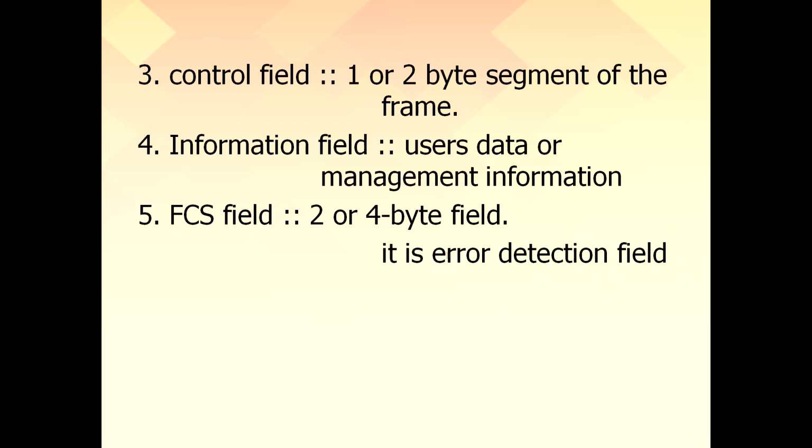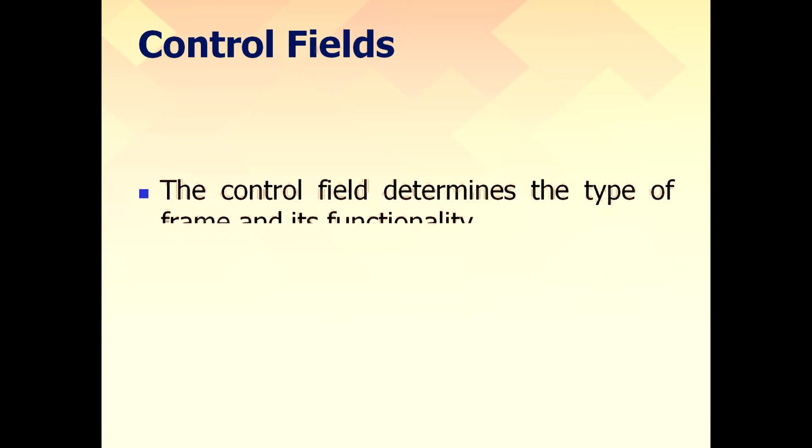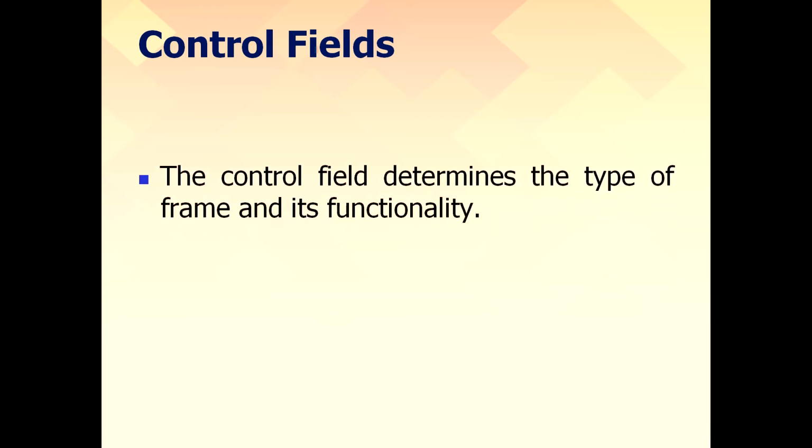Let us discuss the next topic in HDLC, the control field. The control field is common for each and every frame: I frame, S frame and U frame. The control field defines and determines the type of frame and its functionality. By using this field, you can clearly determine which type of frame it belongs to and its functionality.